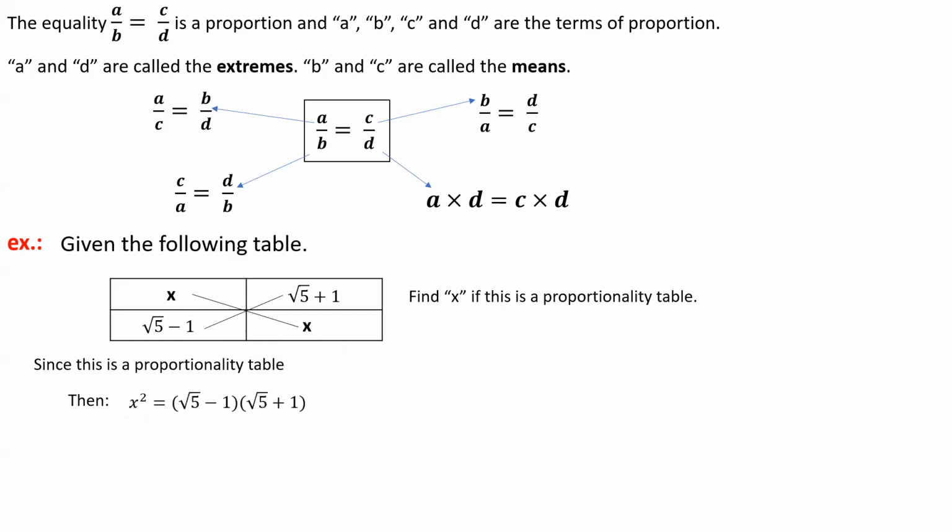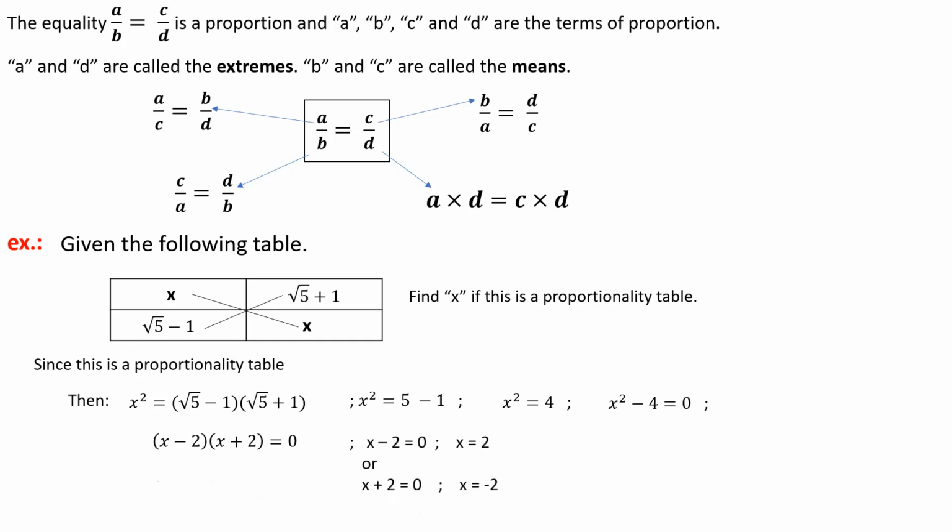X times x is x squared. Radical 5 minus 1 into radical 5 plus 1. Here I have a minus b into a plus b. So x squared is equal to 5 minus 1. Then x squared is equal to 4. This is a second degree equation. I take everything on the second side to the first side. So x squared minus 4 equals 0. Now I factorize the first side. So x minus 2 into x plus 2 is equal to 0. Let's solve it. This is a product equation. X equals 2 and x equals minus 2.